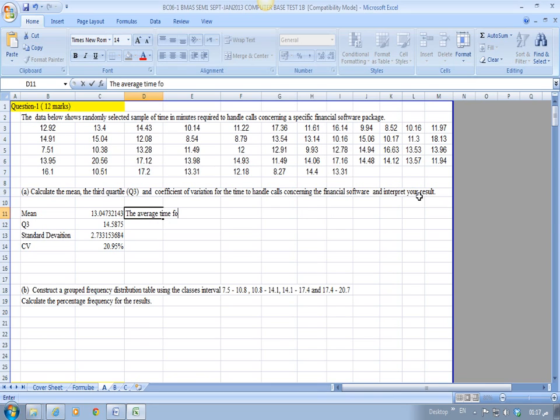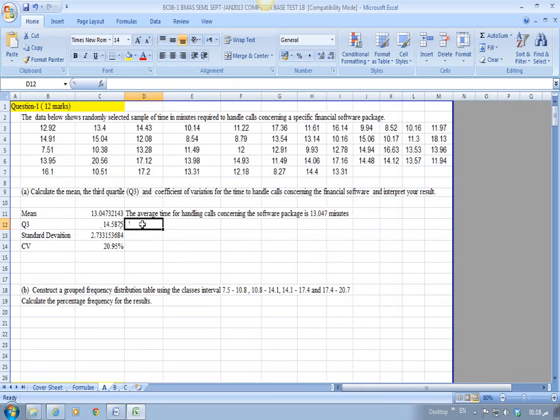time for handling calls concerning the software package is 13.047 minutes.